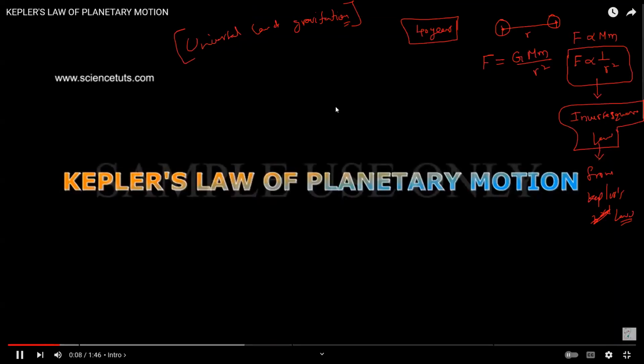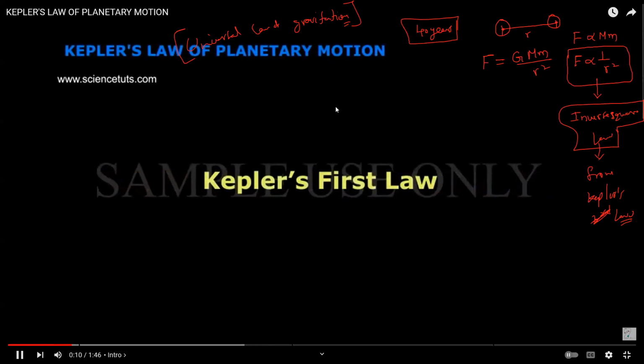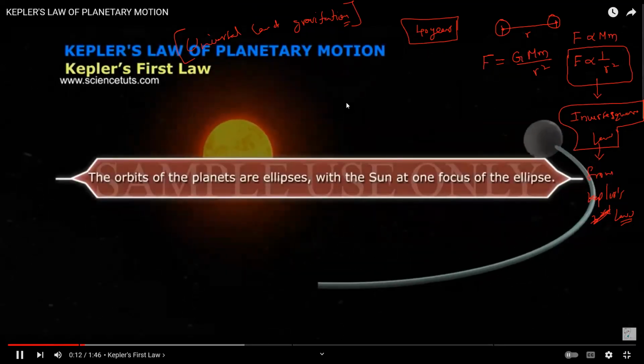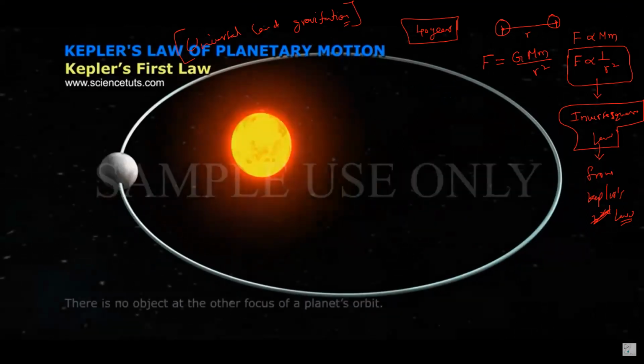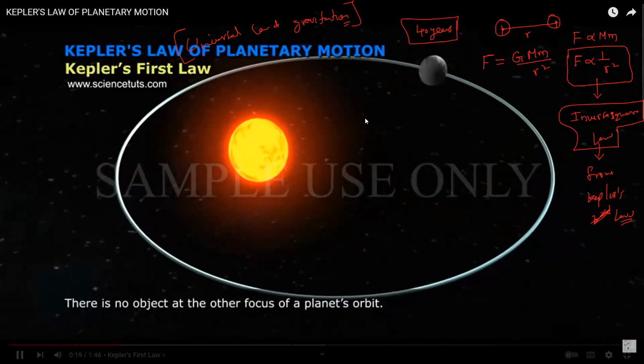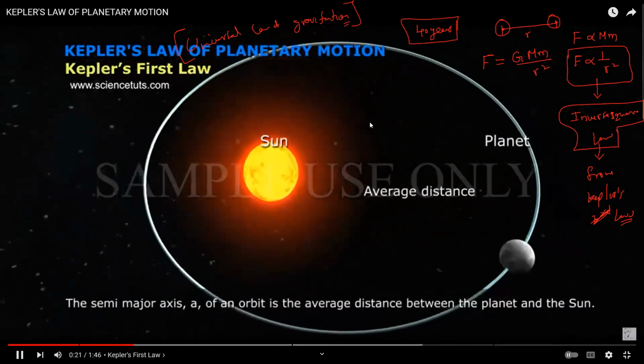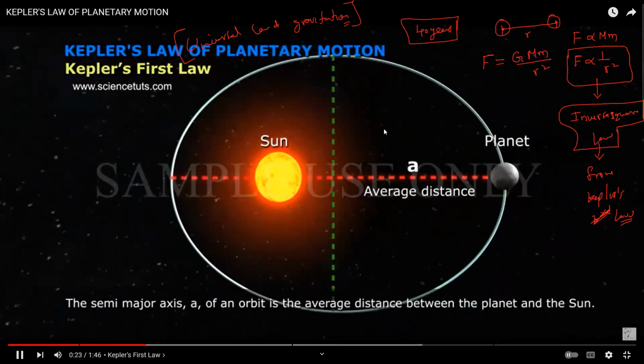Kepler's law of planetary motion. Kepler's first law: the orbits of the planets are ellipses with the sun at one focus of the ellipse. There is no object at the other focus of the planet's orbit. The semi-major axis A of an orbit.